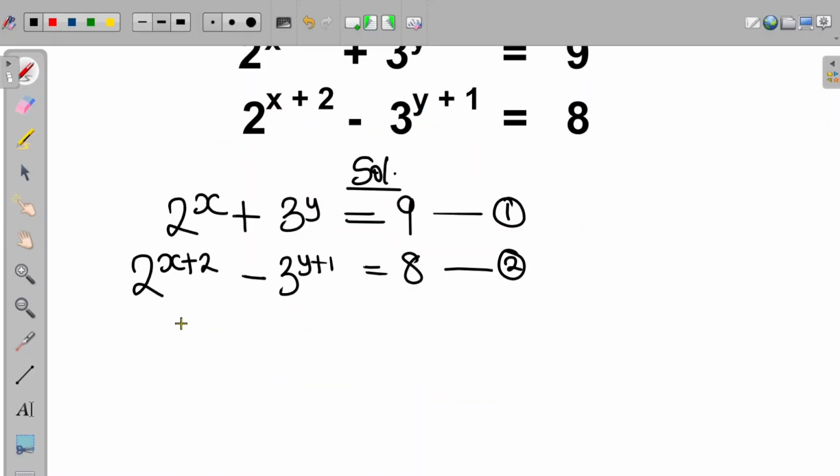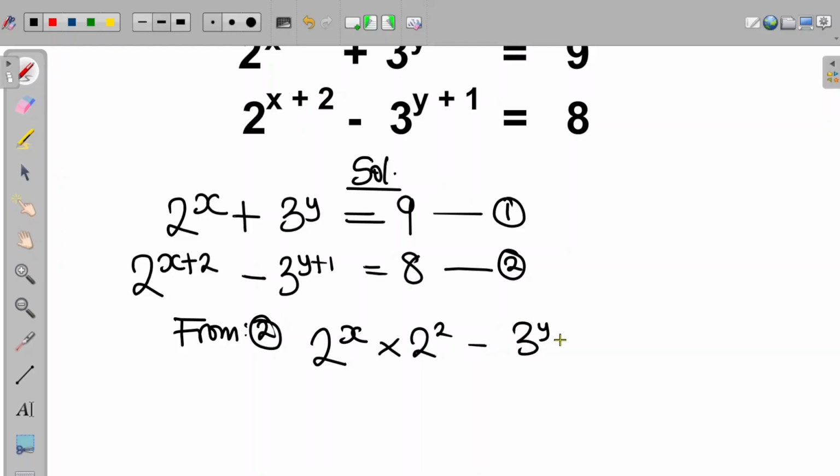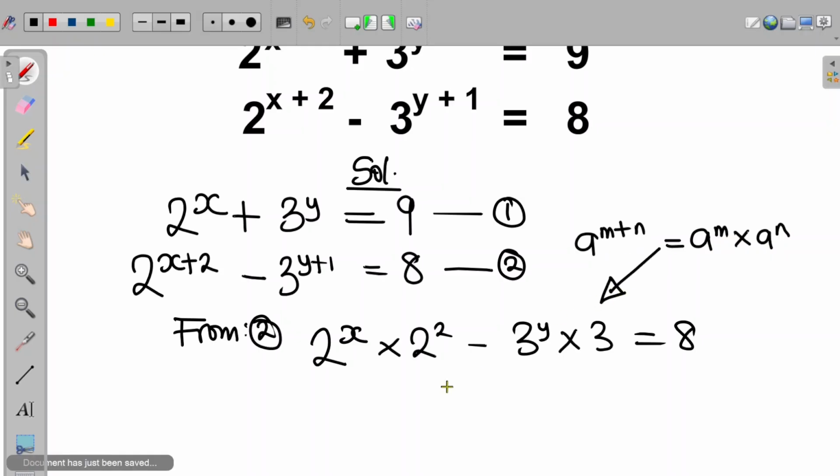So from equation 2, we have that 2 raised to the power of x times 2 raised to the power of 2 minus 3 raised to the power of y times 3 is equal to 8. Recall that from the multiplication law of indices, a to the power of m plus n can be expressed as a to the power of m times a to the power of n. So this law was applied at this point.